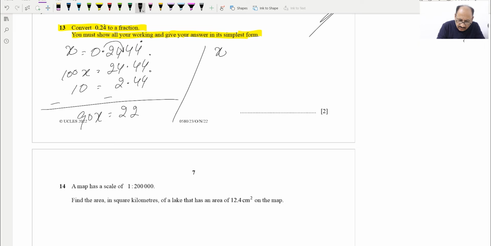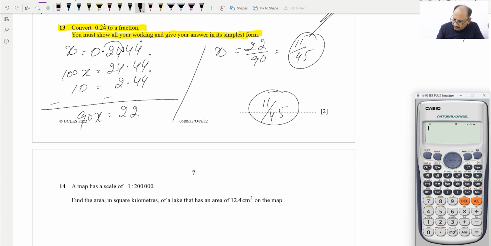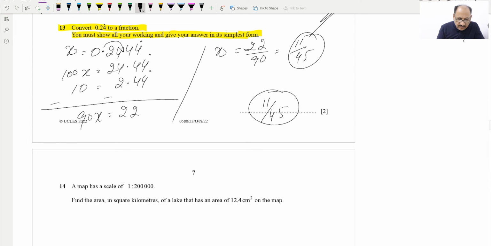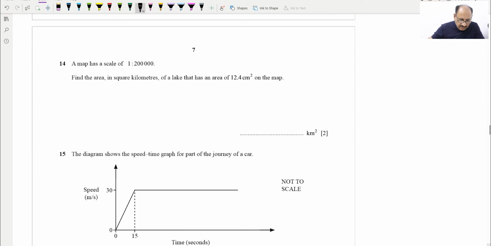And x will be equal to 22 over 90, or we can write 11 over 45. To check whether our answer is correct or wrong, we can use a calculator for checking. This will be equal to this one, which you can check. This is 0.24 recurring.